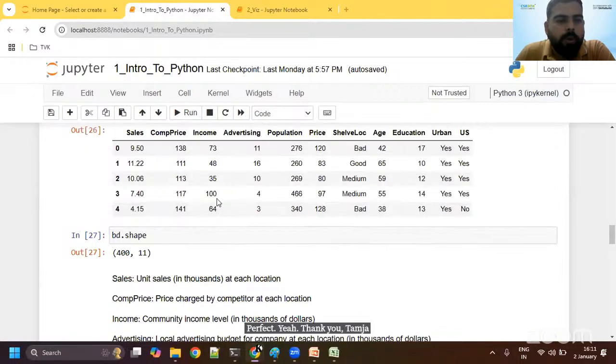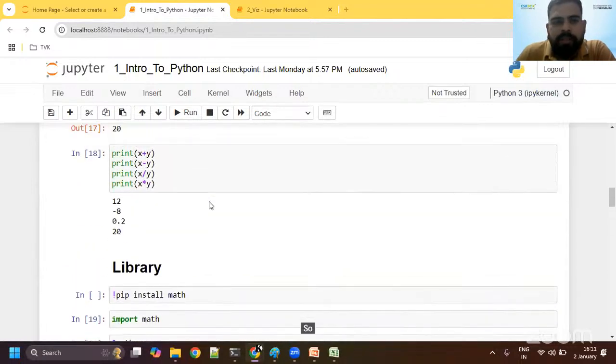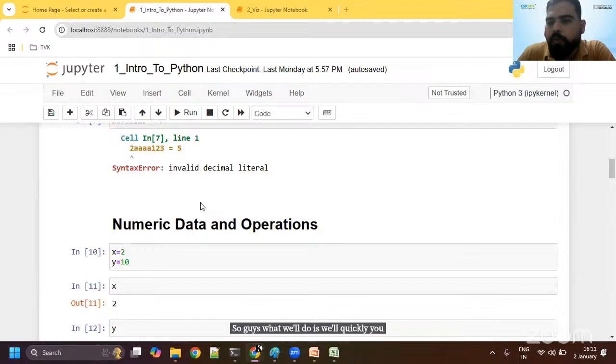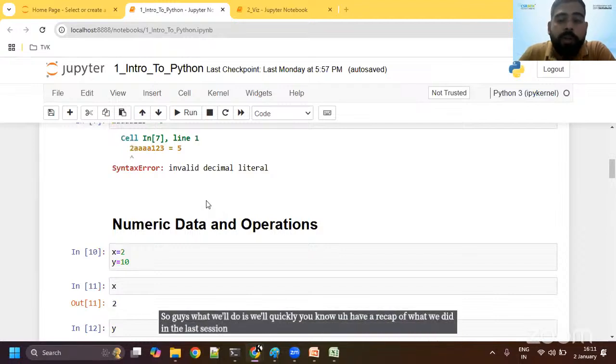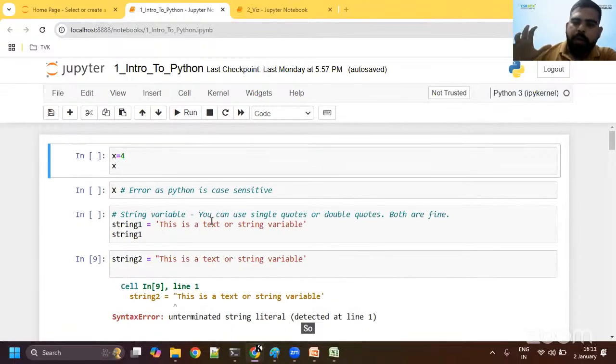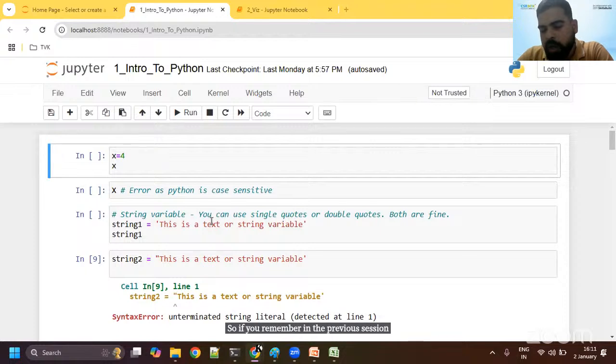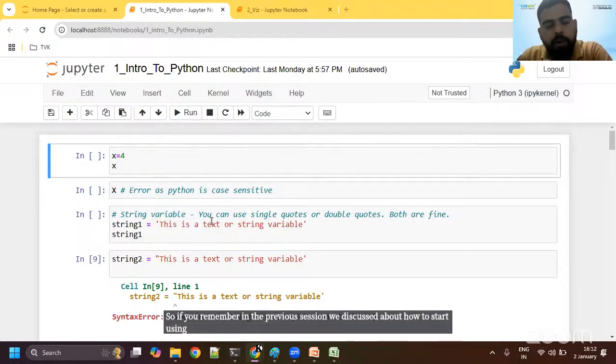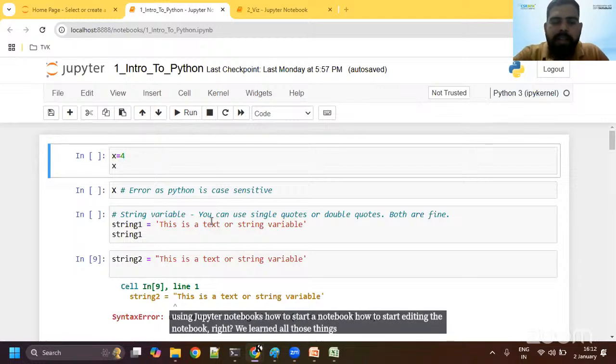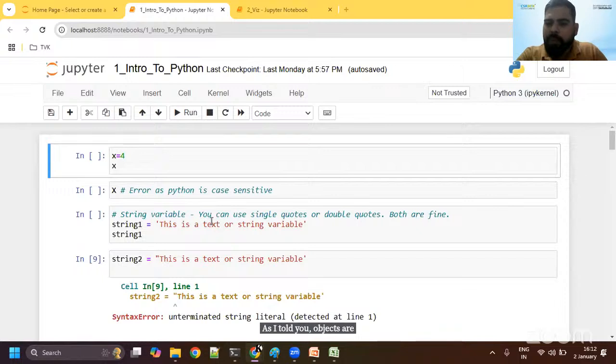Okay. So, guys, what we'll do is quickly have a recap of what we did in the last session. I'm not going to get into the nitty-gritty of that, but a quick touch base on what we have discussed so far, and then we'll move to the next topic. If you remember, in the previous session we discussed how to start using Jupyter notebooks, how to start a notebook, how to start editing the notebook. We learned all those things, and then we started playing around with the notebook, creating objects. As I told you, objects are nothing but anything you create in Python.